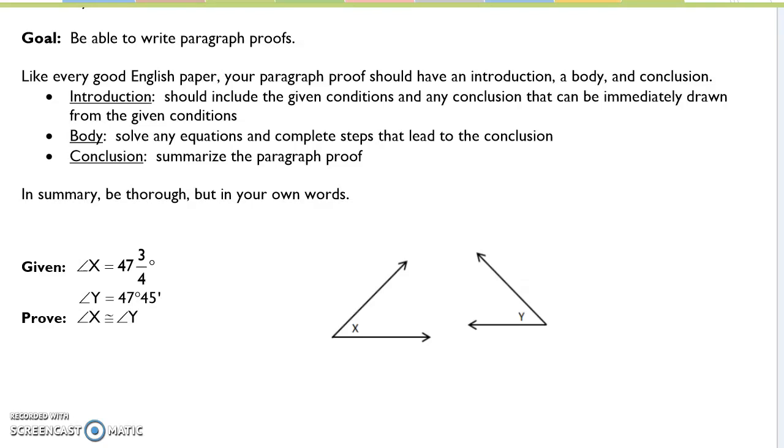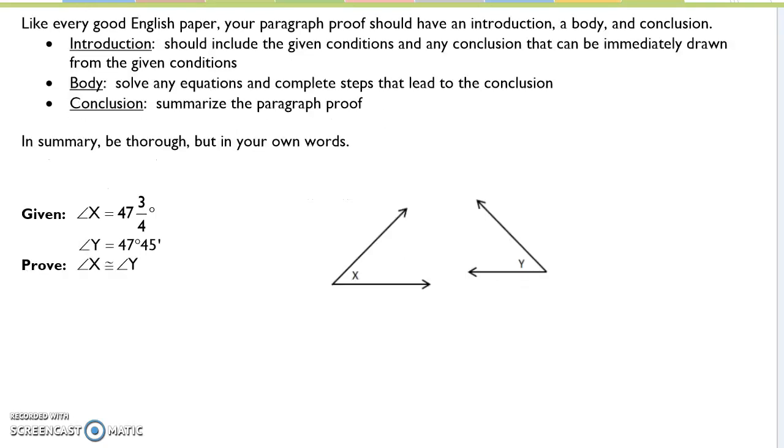So we're going to do a couple examples together here. And the key is the conclusion has to state, "Therefore, we can conclude," and then state our conclusion. So let's go ahead and look at our first example.